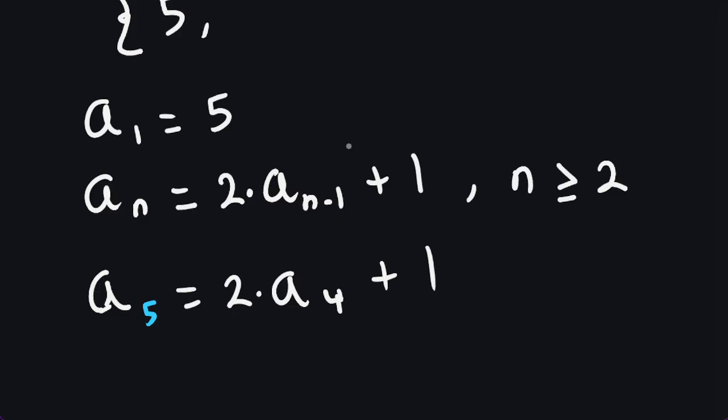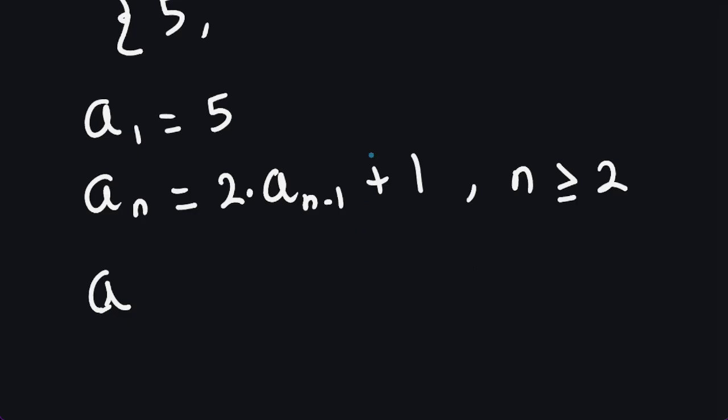The problem is we don't know the fourth term yet, because in order to find the fourth term, we have to know the third term, and in order to find the third term, we have to know the second term. And in order to find the second term, we have to know the first term. And that's the nature of recursive formulas. In order to find term n, we have to know the previous term. So we actually have to do this in order.